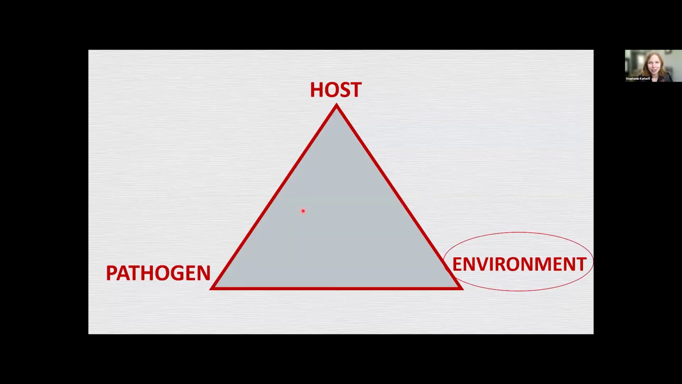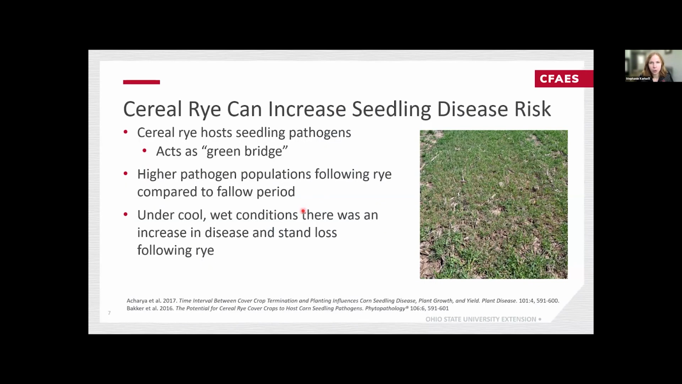So I know planting date's the focus of this morning, but there are other planting factors that can impact our environment and increase our risk for seedling disease. Based on some recent work by soybean and corn pathologist Allison Robertson at Iowa State, they've shown that cereal rye cover crops can serve as a green bridge, so to speak, or a host to different corn seedling pathogens because they are both grasses.